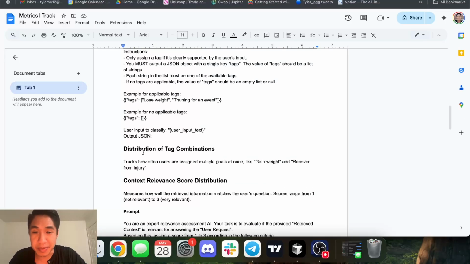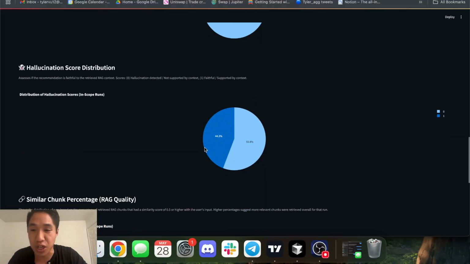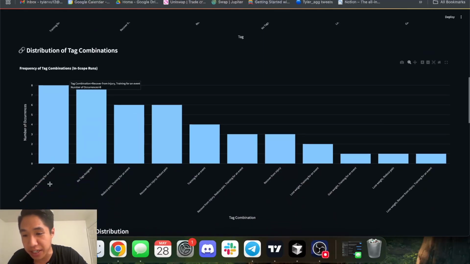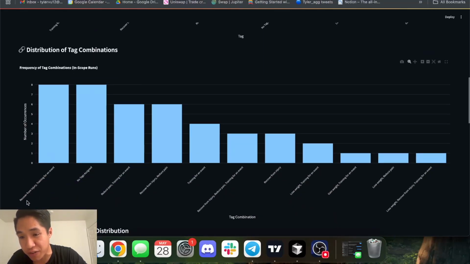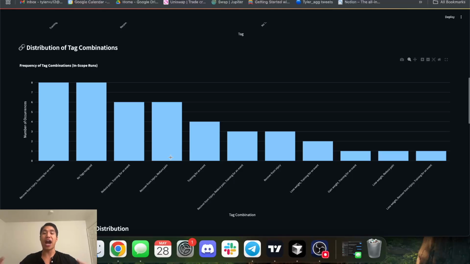Something I also like to do, just in case, is the distribution of tag combinations, like maybe gain weight and recover from injury, those two together for whatever reason have a high hallucination rate. I don't know, right? I'm just trying to acquire as much data as possible for these dashboards. And that's going to be shown here. So here, the highest occurring ones are recovering from an injury and training for an event. Next one's no tags assigned, reducing pain and training for an event.